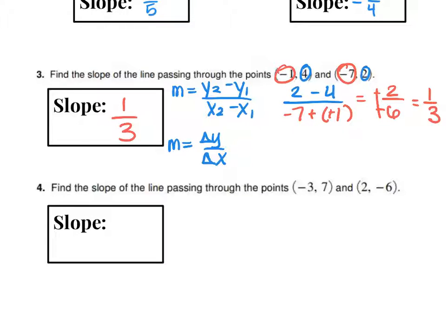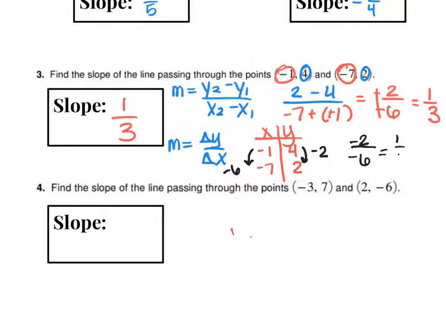Now if I do this with the t-table, I'm going to set up my x and y columns, and I'm going to put my x values as -1 and -7, and my y values as 4 and 2. And then I'm going to find the change in x. To get from -1 to -7, I'm going to have to subtract 6. And to get from 4 to 2, I'm going to have to subtract 2 again. So my change in y, my delta y, is -2 over -6, which again simplifies down to 1/3. There's 2 ways to look at it.